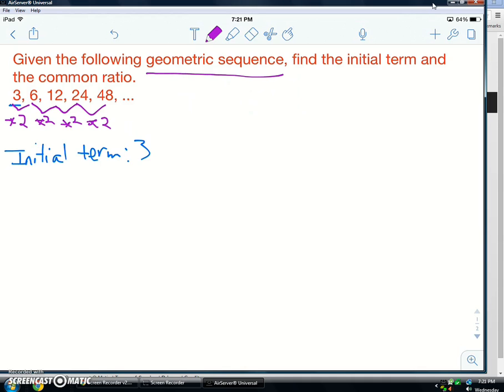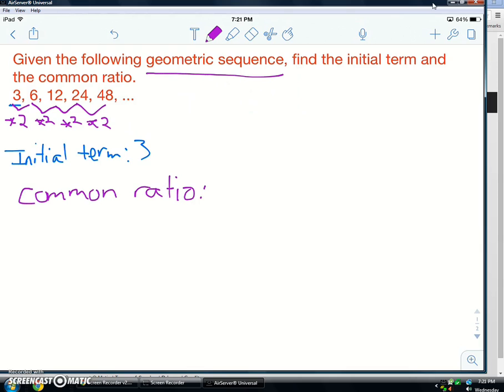So for us, 3 times 2 is 6, 6 times 2 is 12, and so forth. It's the same number over and over that we multiply by. It's this times 2, times 2, times 2, times 2 that we have going on here. And that's what defines a geometric sequence. Now that number that we're multiplying by is what we call the common ratio. So the common ratio is the number that you multiply by each time in your sequence.